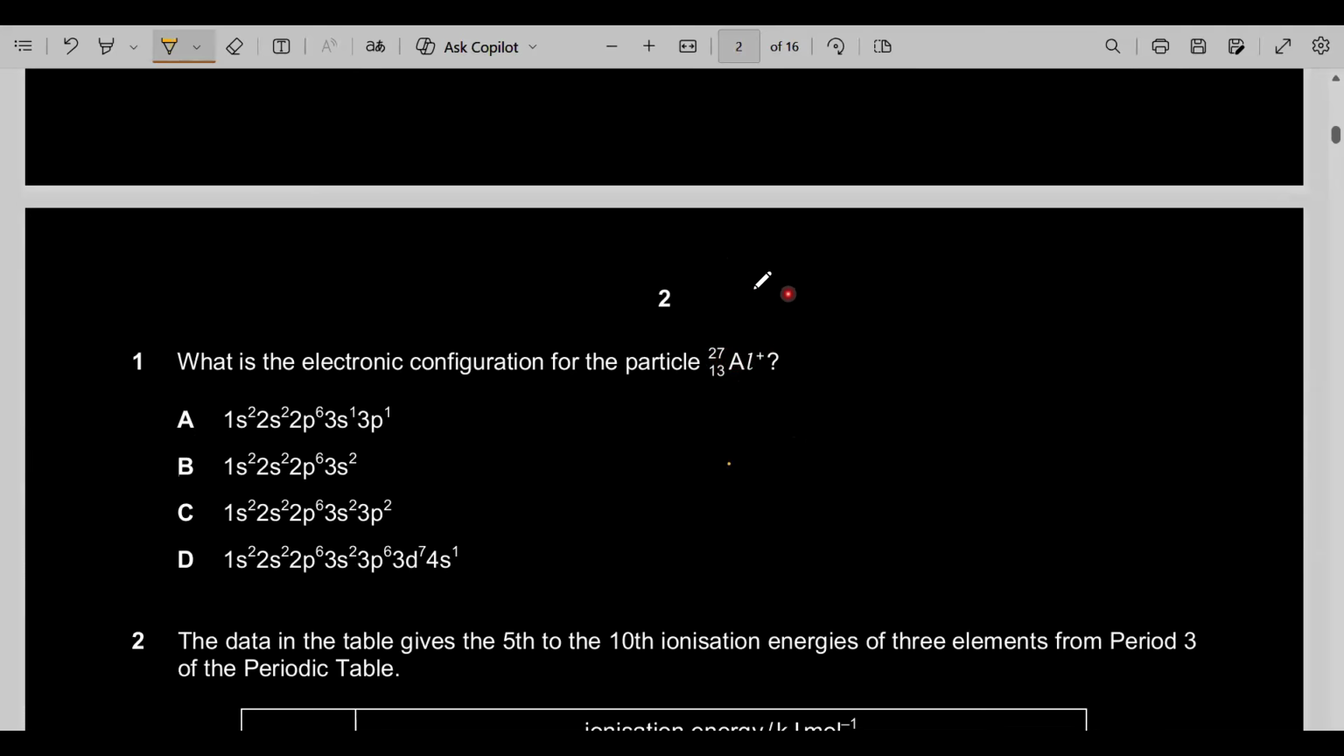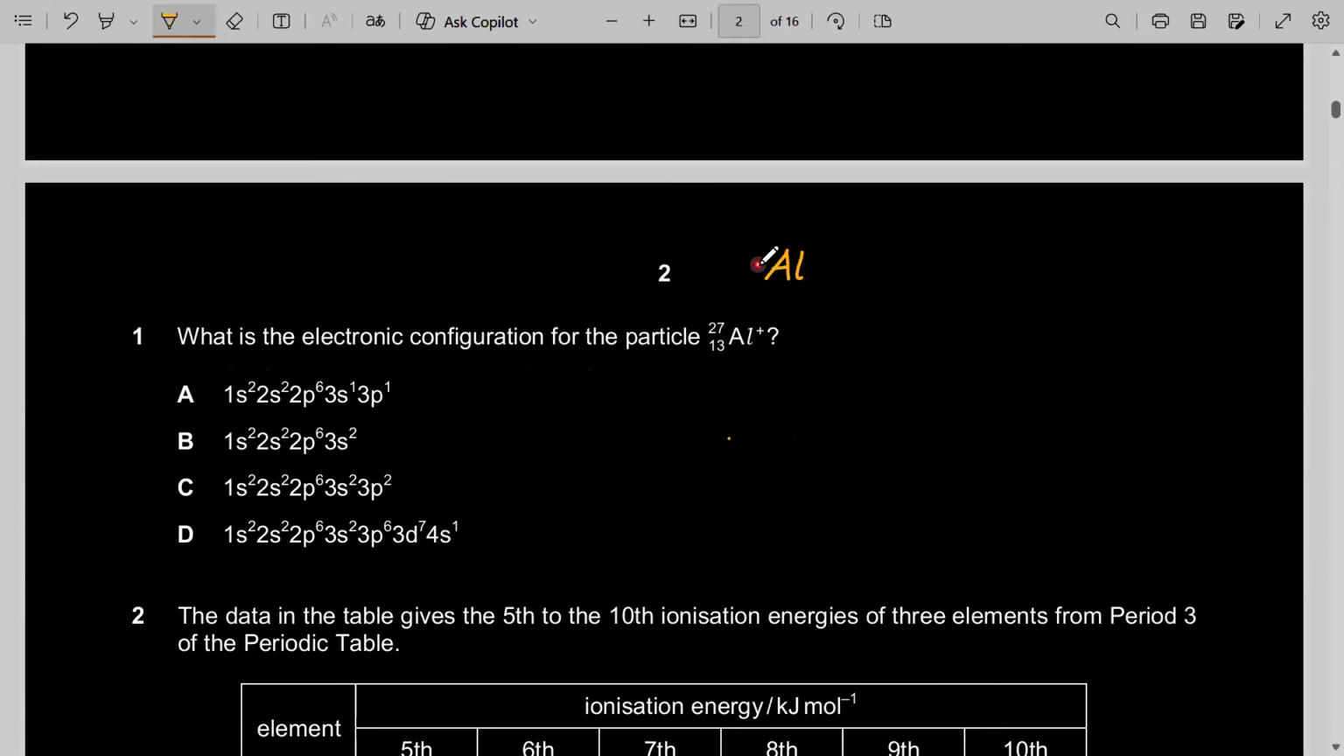So let's start with the electronic configuration of an aluminium having no charge on it. It simply has atomic number 13. 13 atomic number means 13 electrons. So for 13 electrons, the electronic configuration becomes 1s2, 2s2, 2p6, and 3s1. So they are 13 electrons without any charge on it.